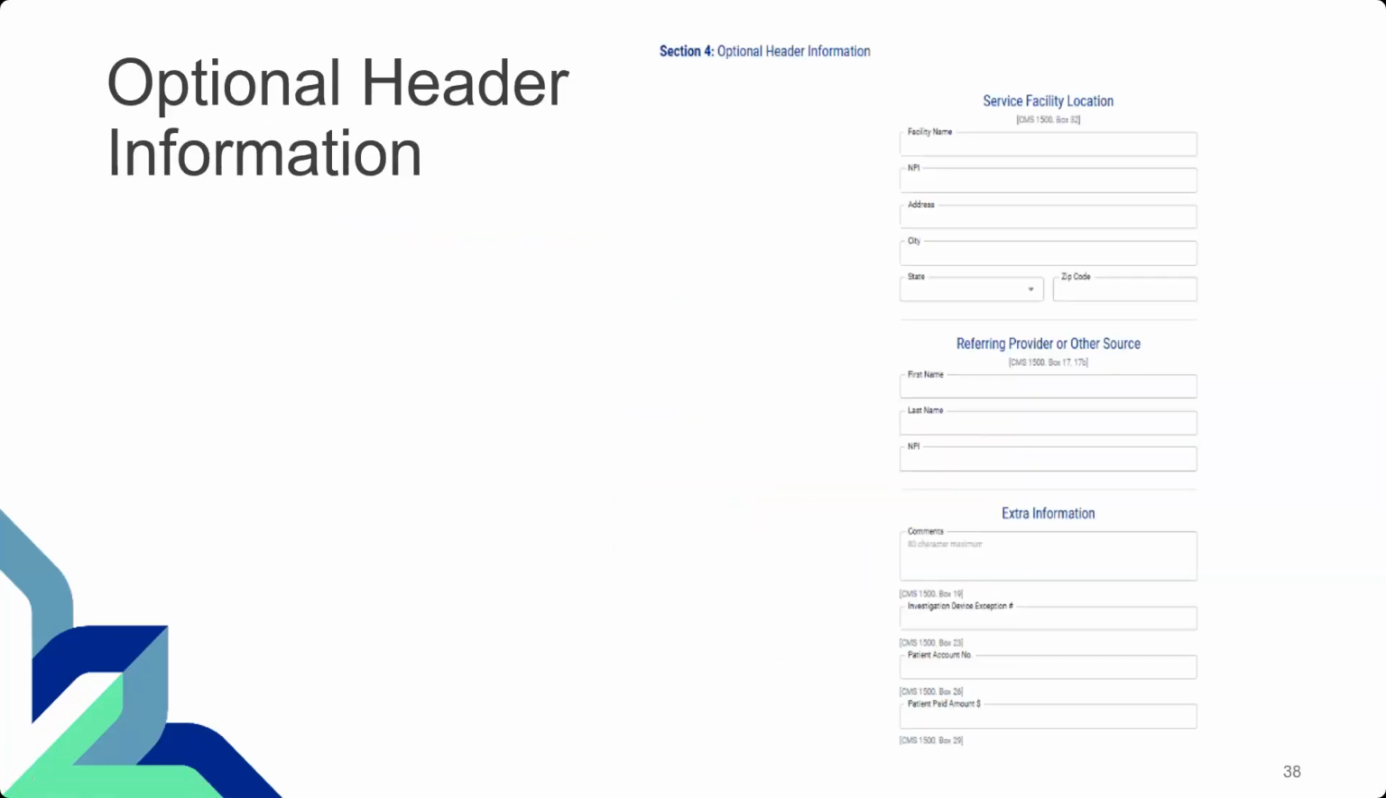So once you've got what type of services you're going to bill, then it's going to move on to optional header information. Here you're going to enter the service facility location, the referring provider or other service, and extra information. Now, this information isn't required on all claims, but depending on the type of service that you are billing, the information may be required in order to process your claim.